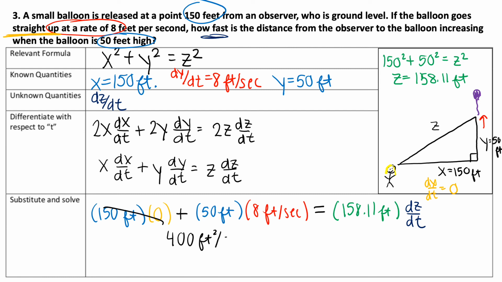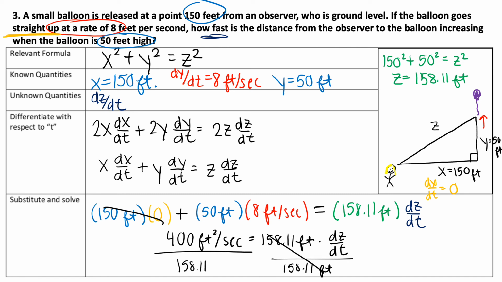feet squared per second equals 158.11 feet times dz/dt. Dividing 400 by 158.11, we get dz/dt, the rate at which the distance from the observer to the balloon is increasing, as 2.53 feet per second.